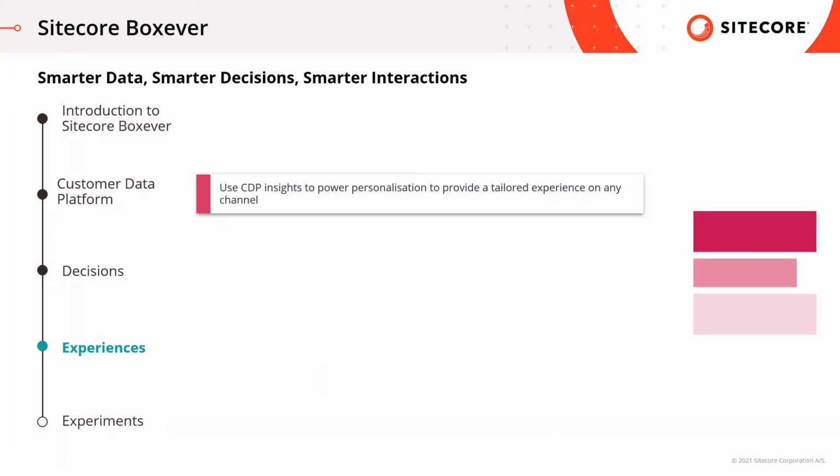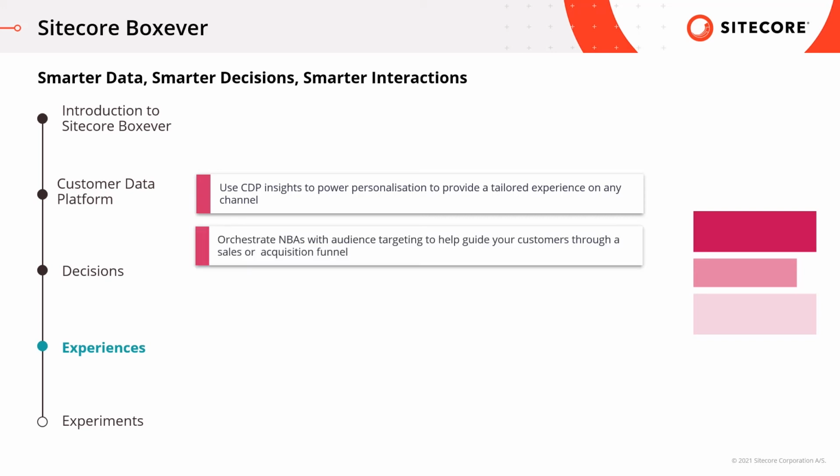Now we've discussed using Sitecore Boxever to enable business and marketing users to deliver tailored experiences based on customer data and decisions. Decision models including next best actions can be orchestrated with page and audience targeting to help guide your customers further down a sales or acquisition funnel.